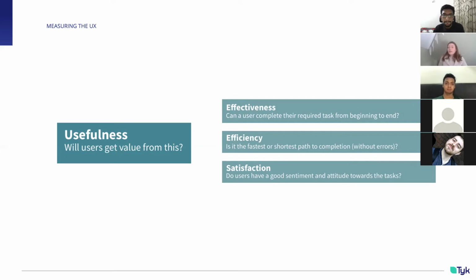The next one is all about efficiency. Can someone complete it in the fastest way or the shortest possible path? Did someone deviate and go a route that you didn't expect, and therefore did it take longer to complete that task? When you're doing usability testing, make sure that they are taking the most efficient route, and if not, then maybe try and course correct that in the next iteration.